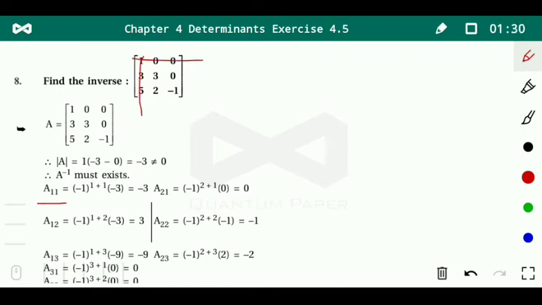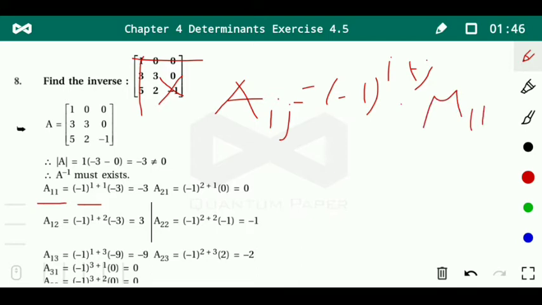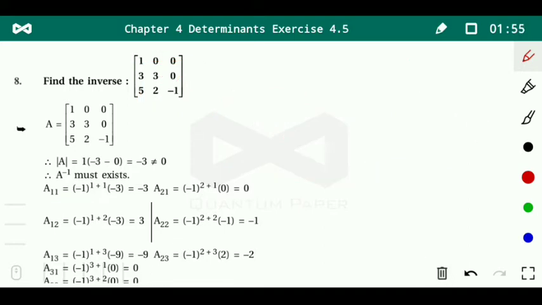So the remaining elements are 3 0 2 minus 1, so it gives minus 3, and minus 1 raised to 1 plus 1 we have to multiply it. Because the formula of Aij is minus 1 raised to i plus j into Mij. Is it clear? So we have to follow this formula and find cofactors. So first, A11 is minus 3.